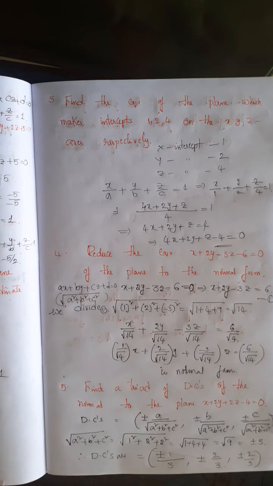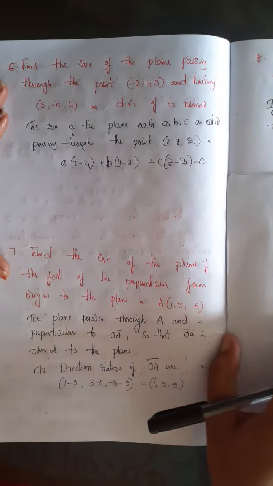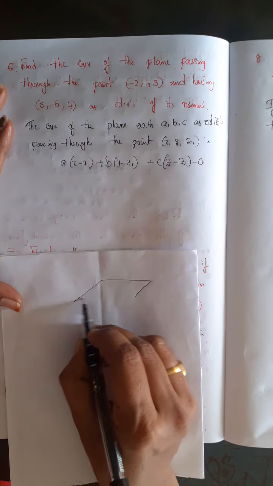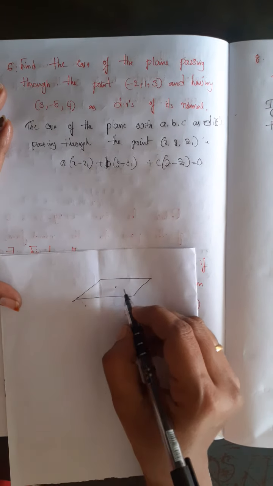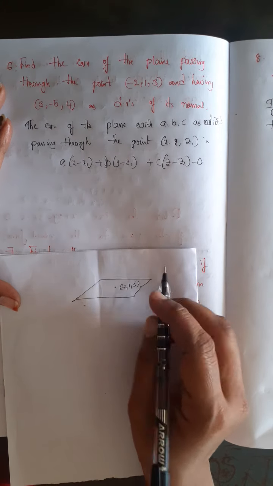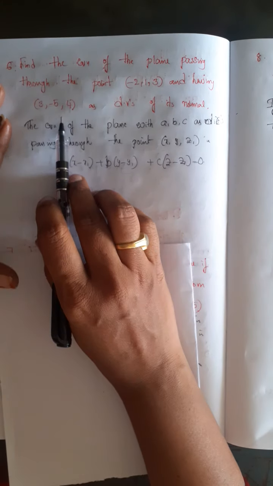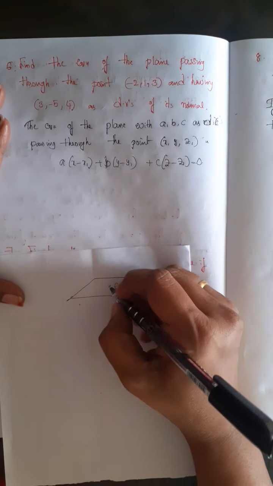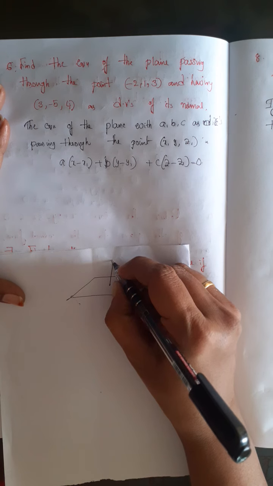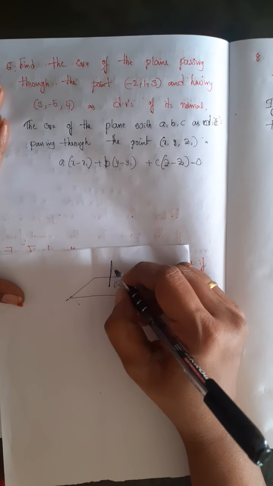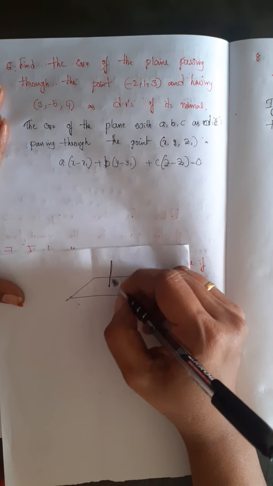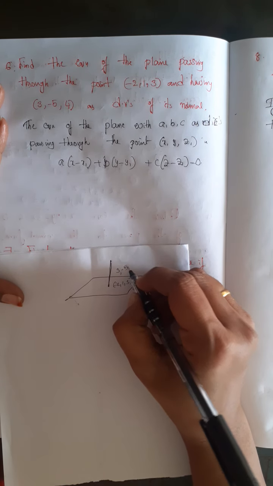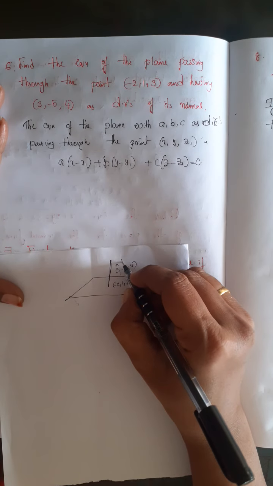Let us see the next question. Find the equation of the plane passing through one point. Suppose this is a plane and it is passing through the point minus 2 comma 1 comma 3 and having 3 comma minus 5 comma 4 as the directional ratios of its normal. Its normal is nothing but a perpendicular line at this point. This is called the normal and its directional ratios are given as 3 comma minus 5 comma 4. These are nothing but a, b, c.